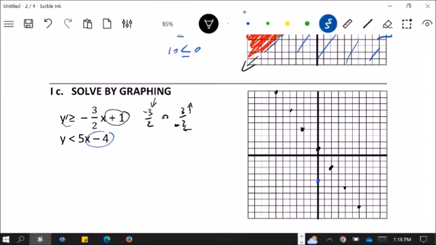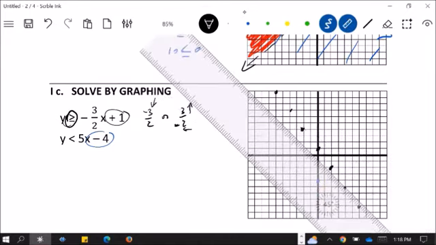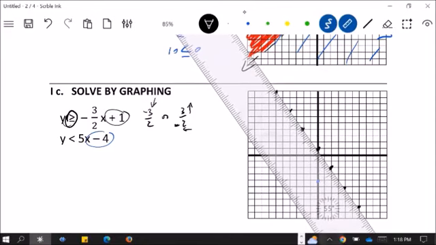This one is a solid line, if I can see from this. So let's make the line.